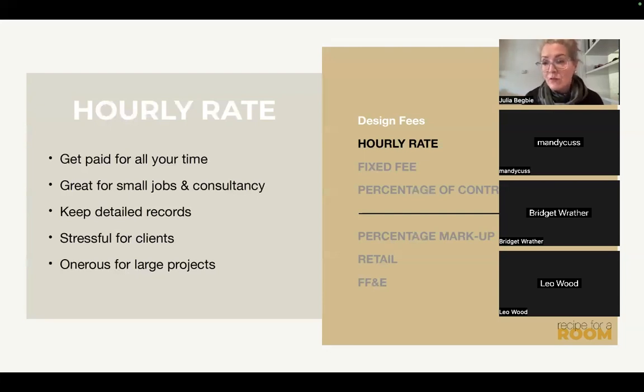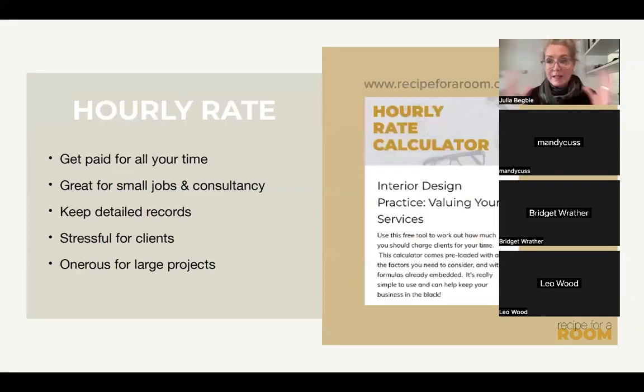You have to keep detailed records, but then you should be doing that anyway. But as these projects get bigger, there's a balance. Your clients can start to get a bit stressed by it because they worry that they're essentially getting themselves into some kind of open-ended contract. And certainly managing a large project on this basis is likely to be onerous. So that's where just charging by the hour sits in the great scheme of things.